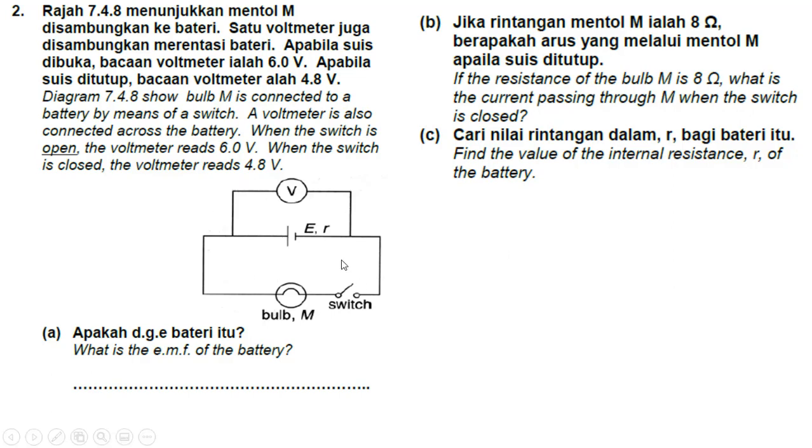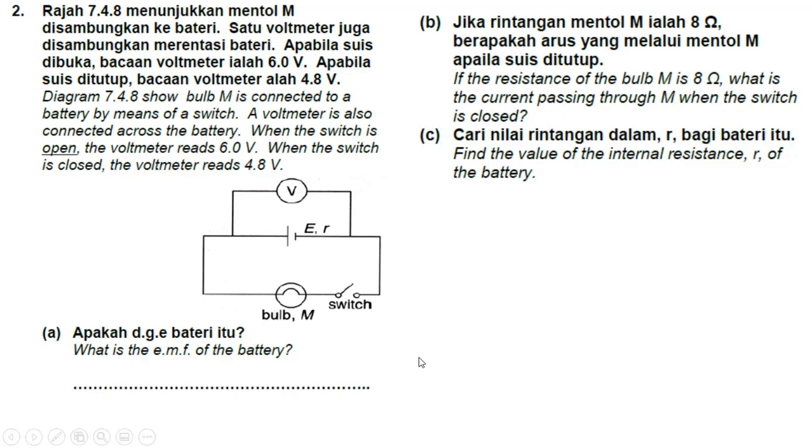We have a circuit diagram. What we have here is bulb M connected to a battery, with a voltmeter connected. When the switch is open, the voltmeter reads 6.0 volt. When the switch is closed, the reading becomes 4.8 volt. So we have the information E and V.